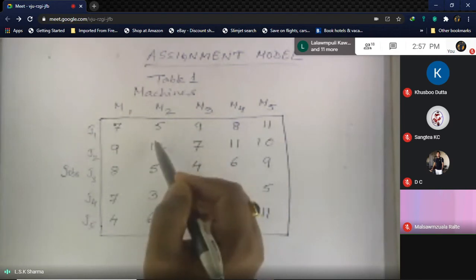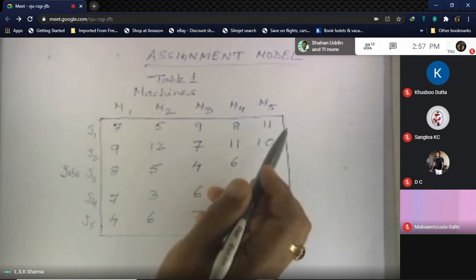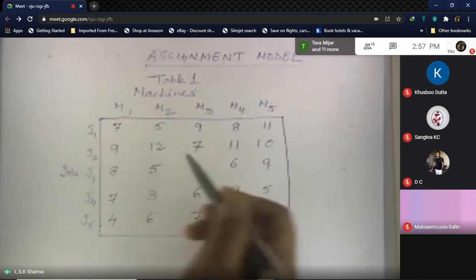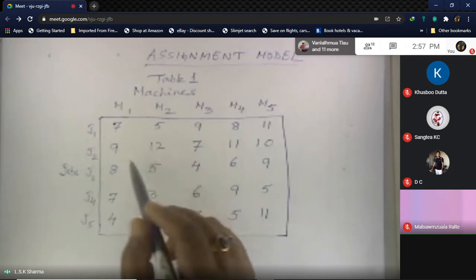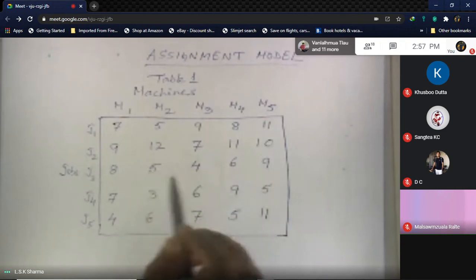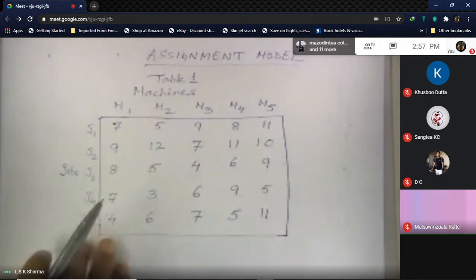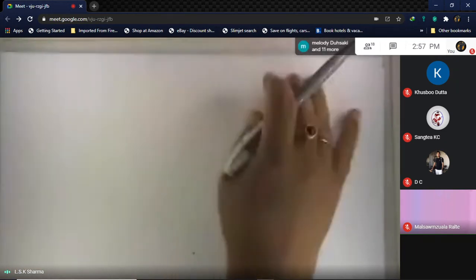The smallest element is 5. So subtract this 5 from each of these elements out here. Similarly, in the second row, the smallest is how much? 9 or 7. 7, subtract this from all the elements out here. So like this, you have to make the second table. So let's make the second table.